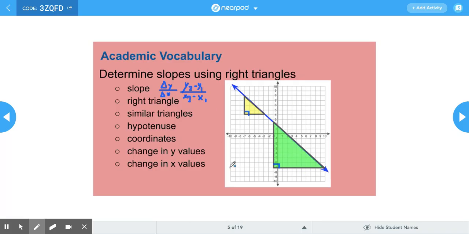So as you can see in this example right here, the yellow triangle and the green triangle are similar. They're the same shape, but they're obviously different sizes. The hypotenuse is the longest side of a right triangle, so it's this length right here, and that's what we're finding the slope of. It's the diagonal. So it's not the line that goes up and down or left to right, it's the line that goes at an angle. And of course, the change in y values tells us part of our slope, as well as the change in x values.